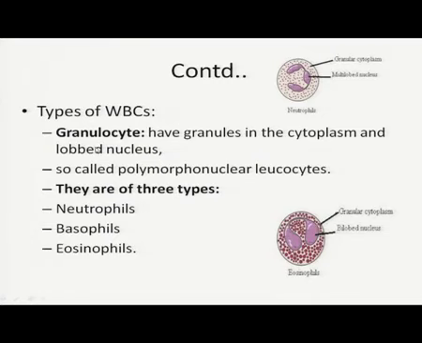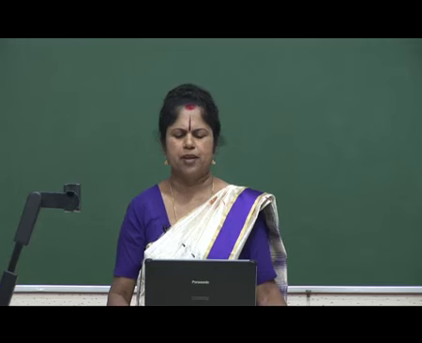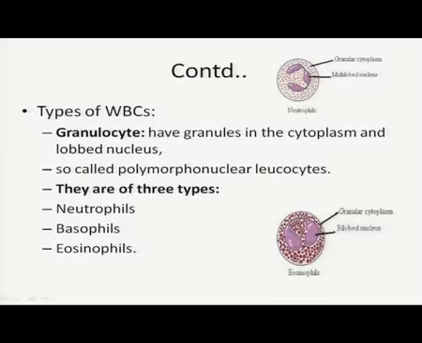Now, coming to the different types of WBCs, here you can see we can divide them into two categories: granulocyte and agranulocyte. Granulocyte contains granules. The term itself indicates the presence of small spherical structures, granules, in its cytoplasm. Here you can see in both these types of cells, granules are present in the cytoplasm, and they have a lobed nucleus. So, they are known as polymorphonuclear leukocytes. Their nucleus varies in shape and structure.